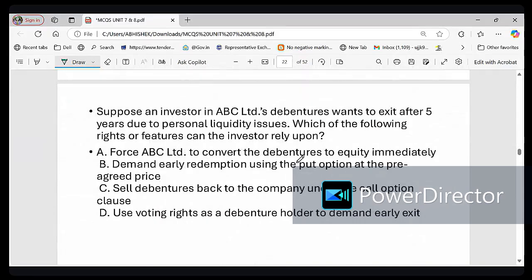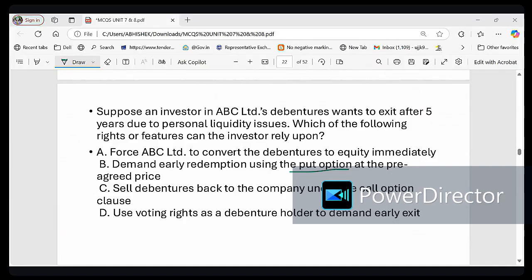Option B, put option. Yes, this is what they will use. Put option, so that is the correct move. Debentures are like a loan that you give to the company. Now you want your money back. So ABC Limited has given a put option. It's like saying, hey investor, if after 5 years you want to leave, no problem, just ask us to buy it back at rupees 110 per debenture.